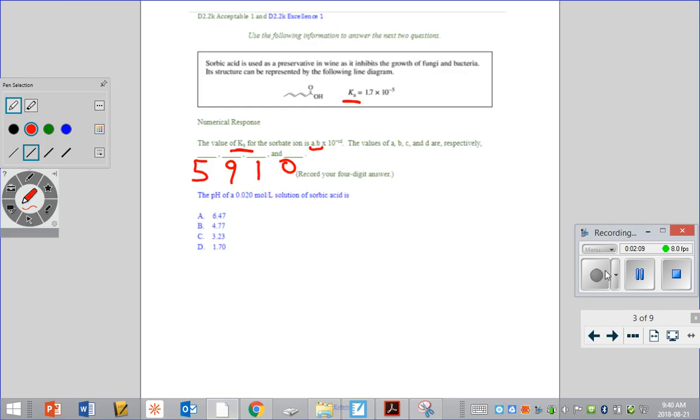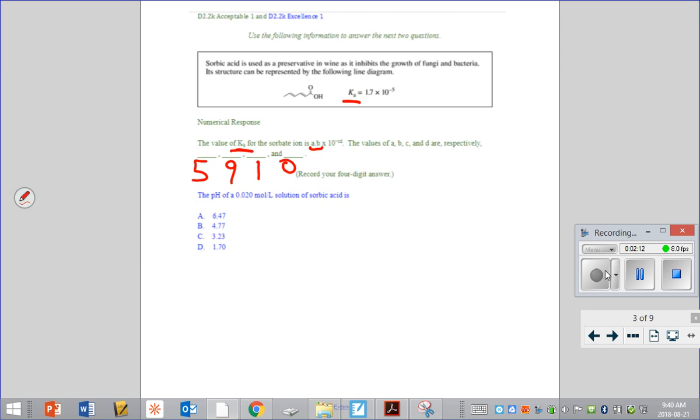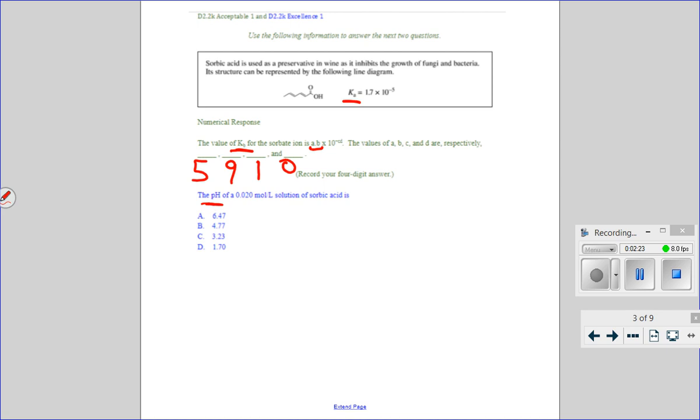All right, so now we can answer the second question, which is a multiple choice question. It says the pH of a 0.020 mole per liter solution of sorbic acid is, and then we're given 4 options. So we're asked to find the pH of an acid. I want you to recognize that before we find pH, we need to know the hydronium ion concentration. So that's what we are after first. Every time you're given an acid or a base, you need to ask yourself whether or not it's strong or weak, because that's going to influence the way that you calculate the hydronium ion concentration.